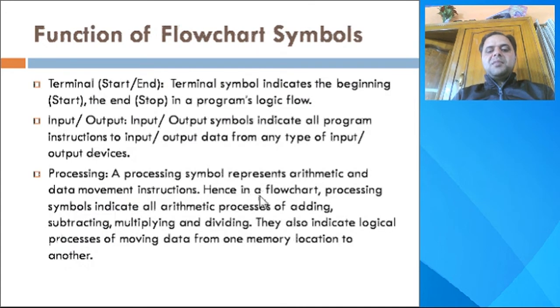A processing symbol represents arithmetic and data movement instructions. Hence, in a flowchart, the processing symbol indicates all arithmetic processes of addition, subtraction, multiplication, division. So all arithmetic calculations we can do in the processing box. For example, we have to calculate the simple interest: principal into rate into time divided by 100. We do these types of formulas and instructions in processing. They also indicate the logical process of moving data from one memory location to another.